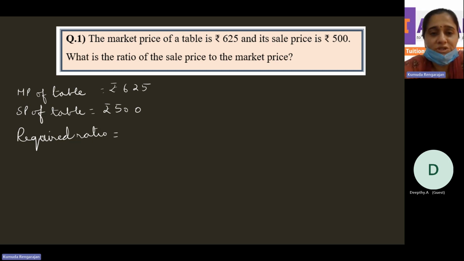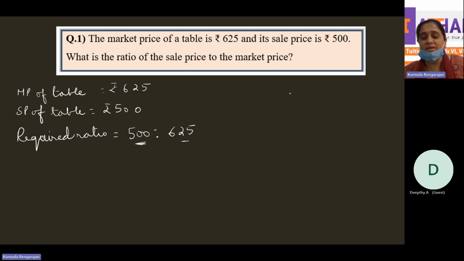The required ratio is the ratio of the sale price to the market price. So the sale price should be written first and then the market price. The order is very important. What is the ratio of the sale price to the market price? Which one is mentioned first? Sale price. What is the sale price? 500. Is to, what is the market price? 625. Whenever we find a ratio, the order in which the quantities appear is very important. Remember what this is called? The first quantity is called the antecedent, and the second one is called the consequent.